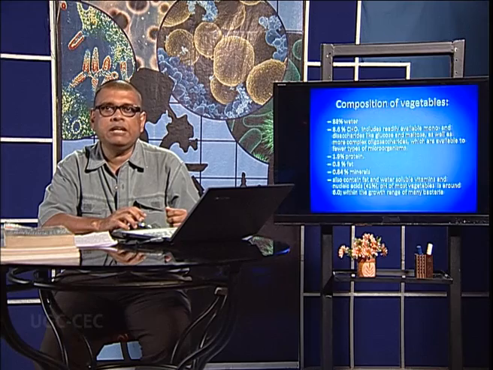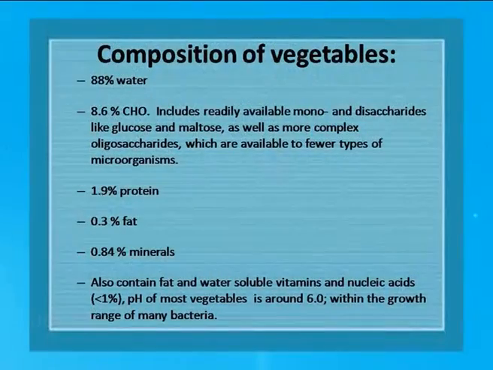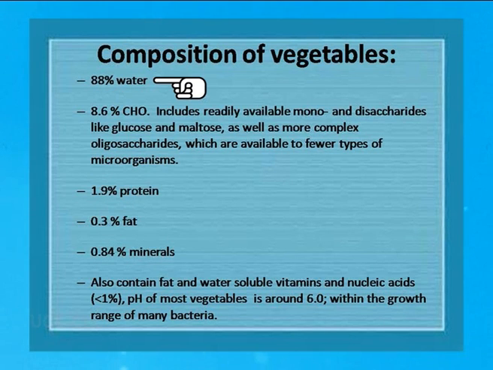To start with, vegetables are basically crops which contain mostly water, and they are leafy or sometimes non-leafy in nature, but they have a moderate to low percentage of carbohydrate and protein. That means 8.6% carbohydrate, protein is around 2%, fat is very low, mineral is relatively higher, and there may also be other elements present in these vegetables.